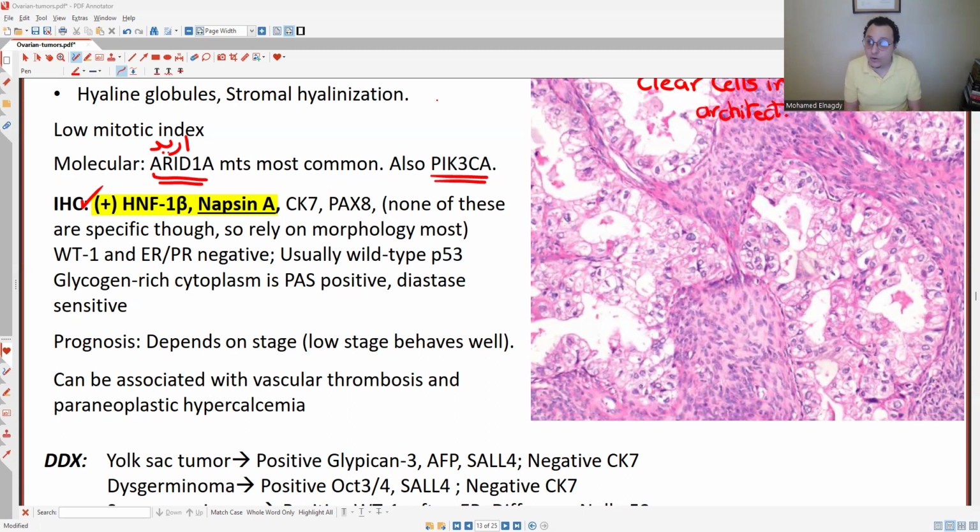Good job. If I need an IHC to exclude GI origin? CDX2 and SATB2. Good job. CDX2 and SATB2 are to exclude GI, and to prove it's ovarian, CK7 and PAX8. Good job.